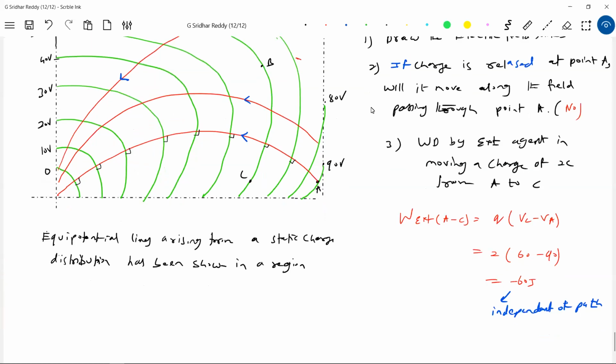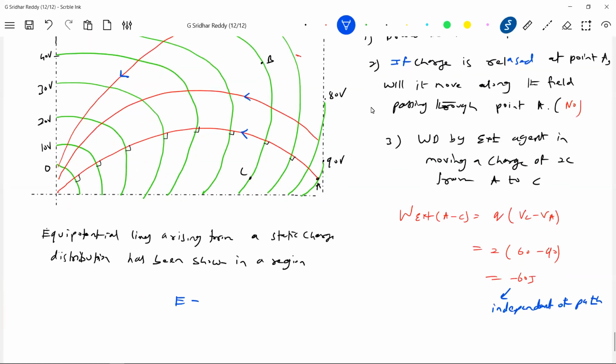And once again, the potential difference equals E into d. Delta V is the potential difference between two points separated by distance d, where d is measured in the direction of E. This is applicable for a uniform electric field only. If the field is non-uniform, we should go for integration. And the electric field lines will always be directed from higher to lower potential.